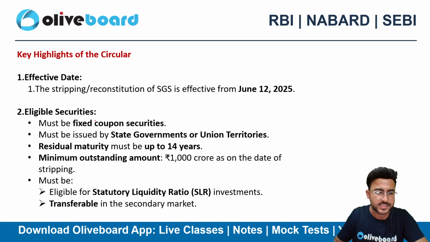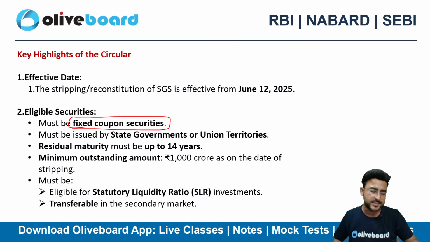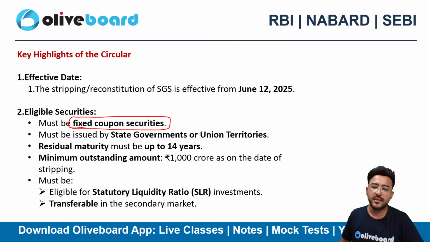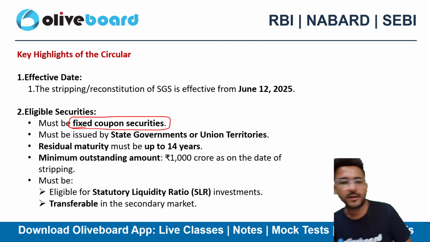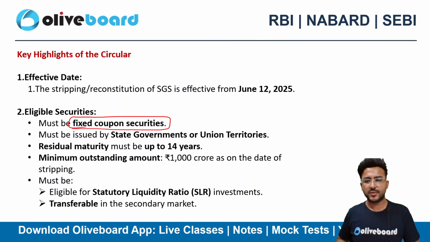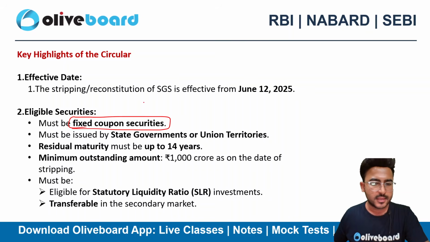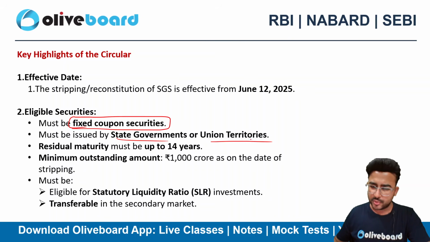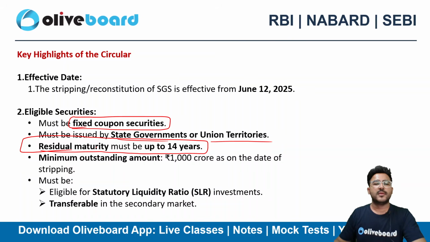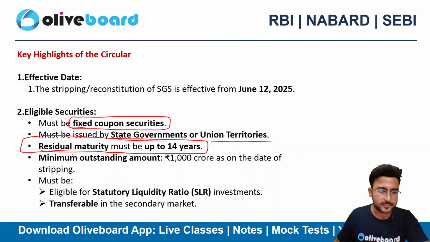So the eligible security must be a fixed coupon security. It should not be any kind of variable coupon security, otherwise it will be very difficult to break that. We all know that in advance we need to know what the percentage is basically. So it should be a fixed coupon security only. It must be issued by the state government or union territory. Residual maturity must be up to 14 years. It should be up to 14 years at least, right?